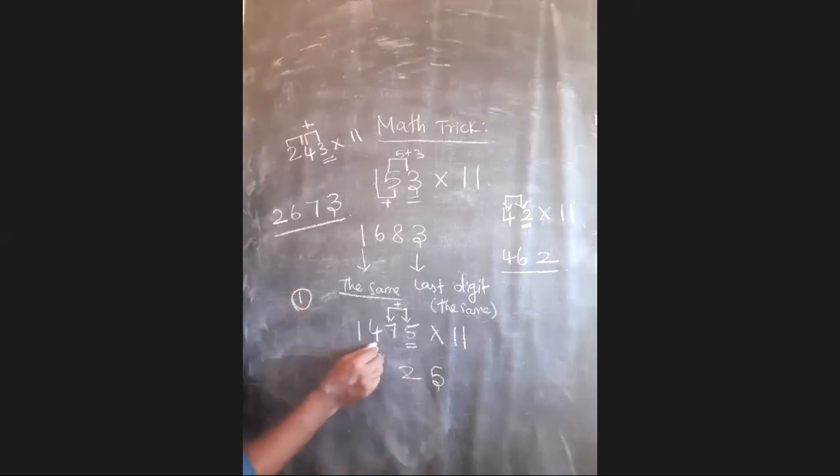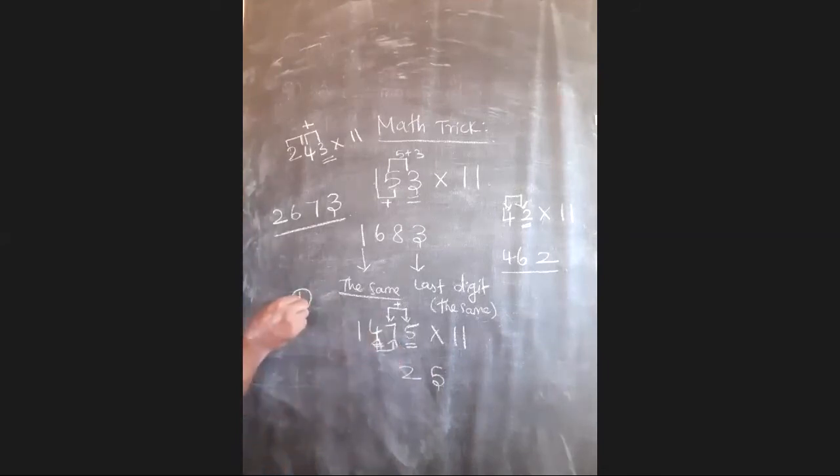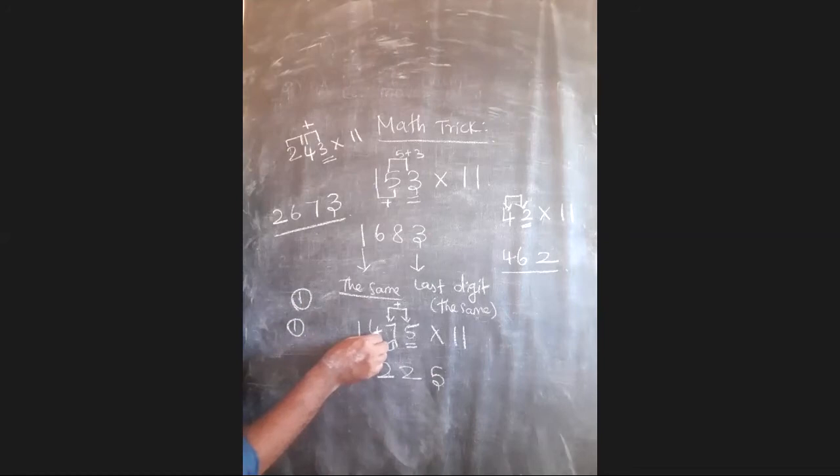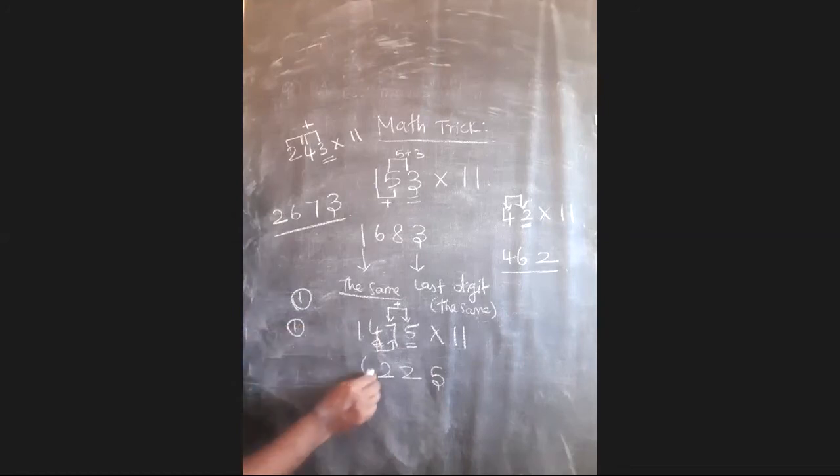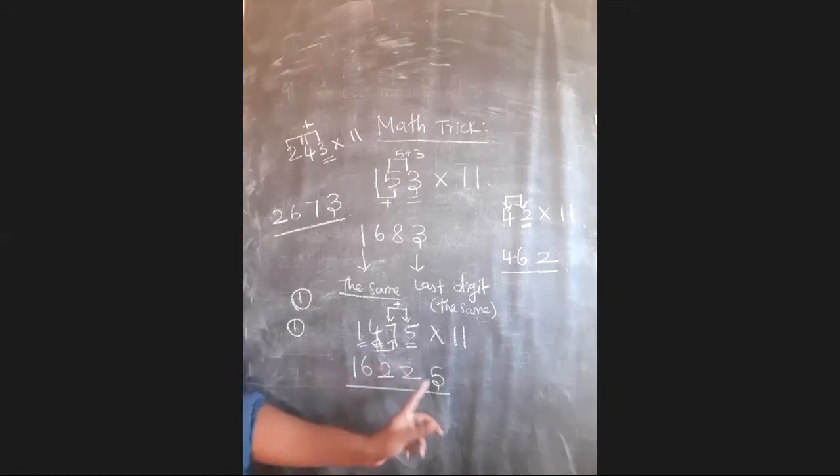Next, 4 plus 7. What is 4 plus 7? 11. But already a carry over 1 is there, so 11 plus 1 is 12. Again, carry over 1. Now, 1 plus 4 is 5. Already a carry over 1 is there, then 6. Then write the first number as it is. This is the answer for this question: 16225. Hope you understood how to find the answer.